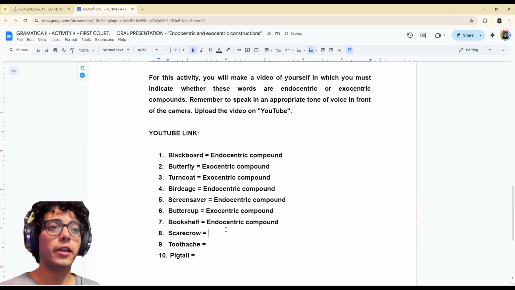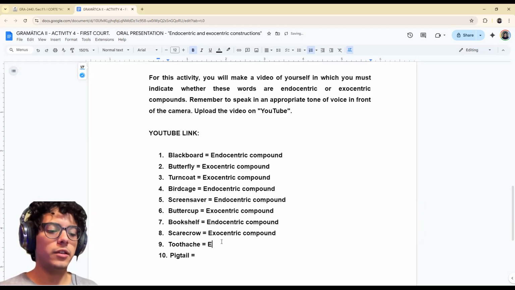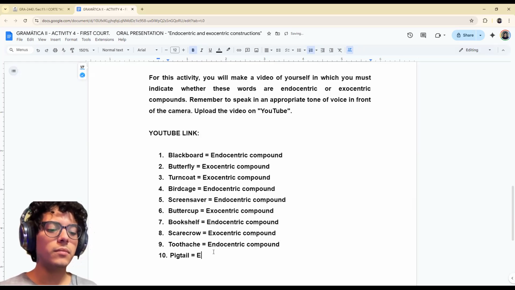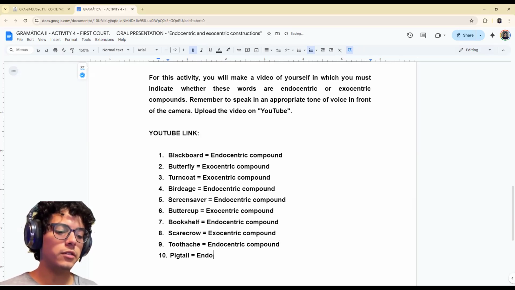Scarecrow is another case of exocentric compound. Toothache, endocentric. And finally, pigtail, endocentric. It's a type of tail.